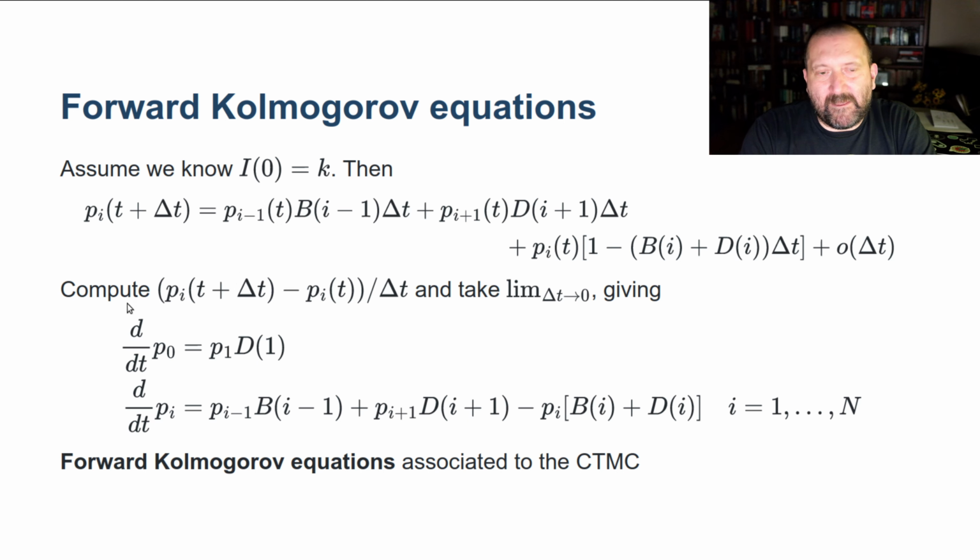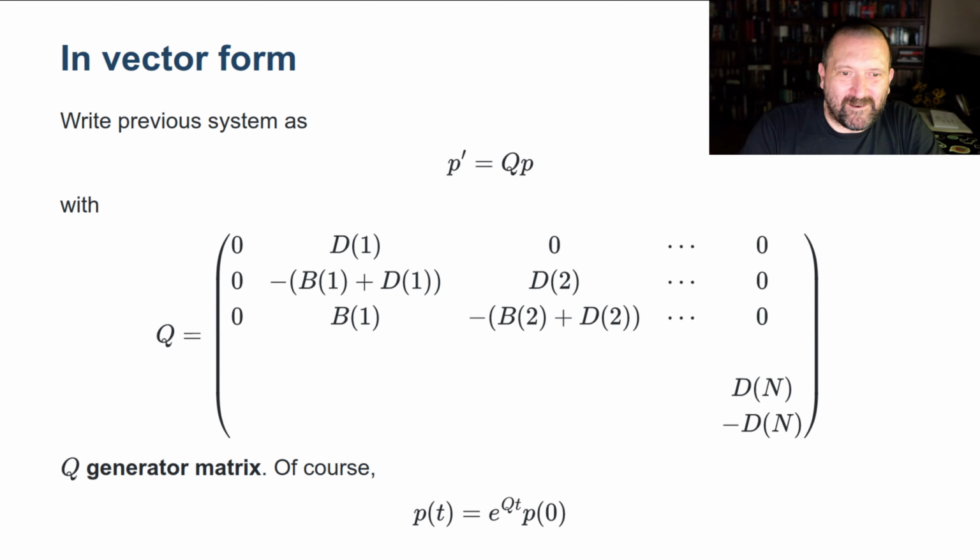Then you can take the limit when delta t goes to 0, this is the derivative, and you end up with equations that are called the forward Kolmogorov equations. I haven't put any proper use of this in the examples. This is just to bring up this topic. I should probably have more details, but for now this is all I'll do. Perhaps I will add more content in a revision of these notes.